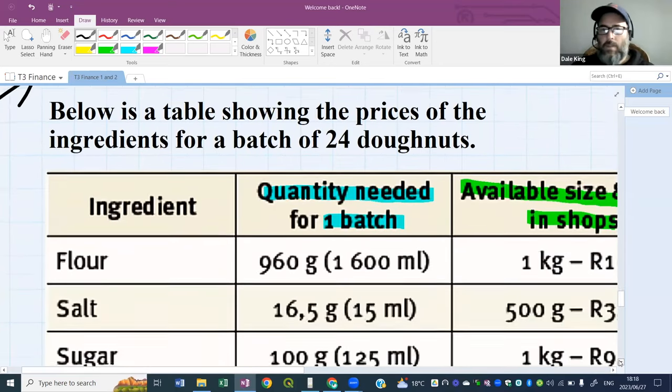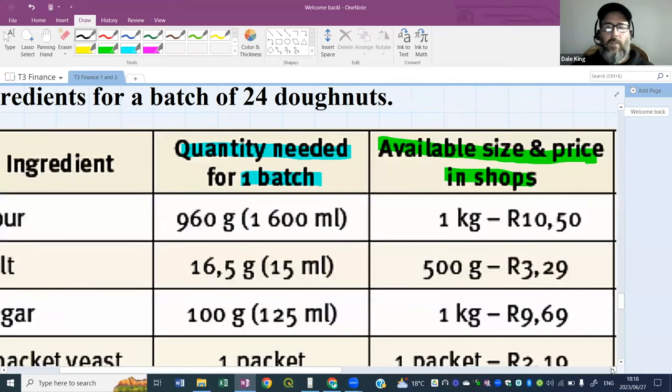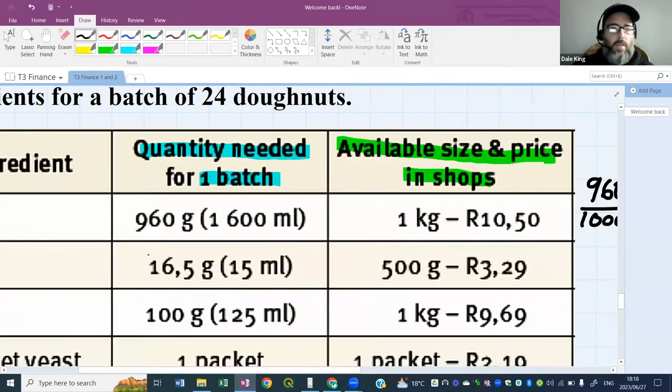What do we have next? We've got salt. Okay, we've got salt, right? The second line is salt. We need 16.5 grams. But the salt comes in a 500 gram container and it's 3.29.